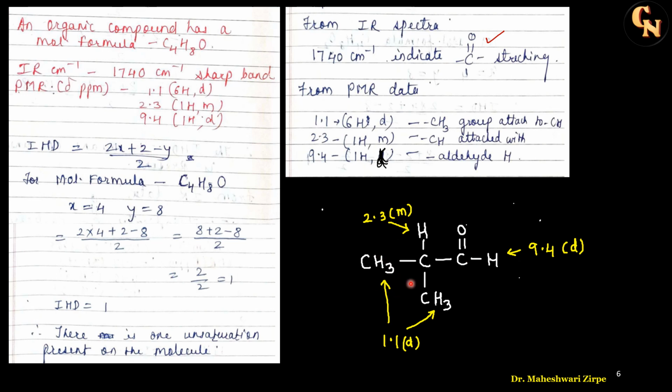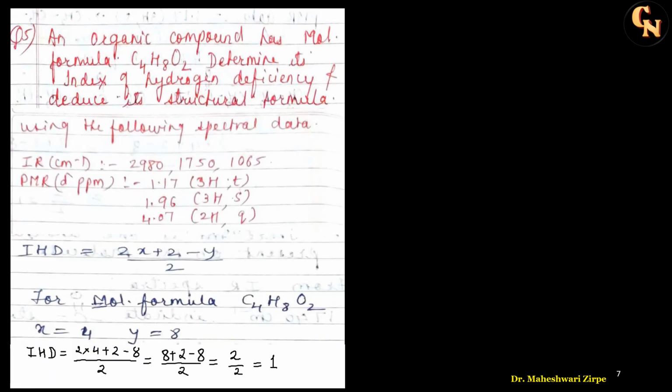Now let us see whether it is going to match with our molecular formula. Let us count the number of carbons: 1, 2, 3, 4. 4 carbons, yes. Hydrogens: 3 plus 3, 6, 7, 8. So 8 hydrogens, it is also correct, and 1 oxygen. So our molecular formula matches our structural formula. Let us go to the next one.